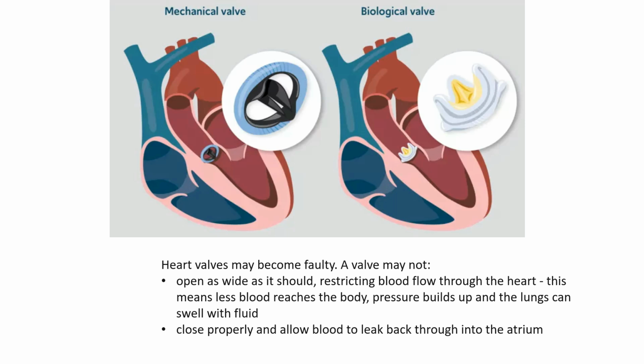Sometimes valves can become faulty, so a valve may not open as wide as it should. It restricts blood flow, and this means less blood reaches the body and pressure can build up, and also the lungs can swell with fluid. They may also not close properly, so that allows blood to leak back through into the atrium, which is called the backflow of blood into the atria, which is not good because it reduces the flow of blood going around and therefore reduces oxygen.